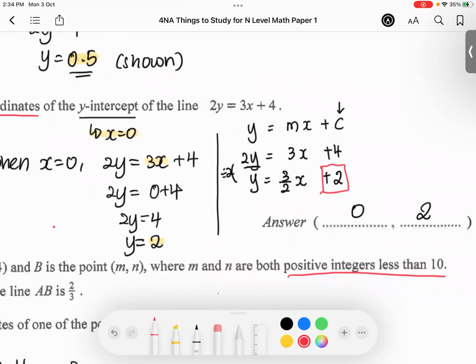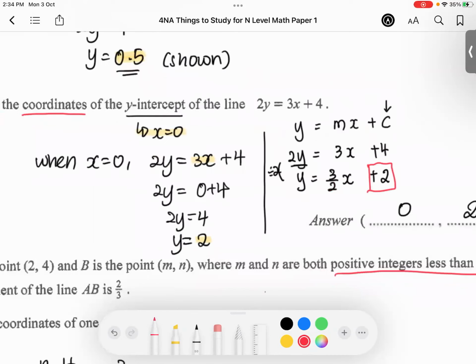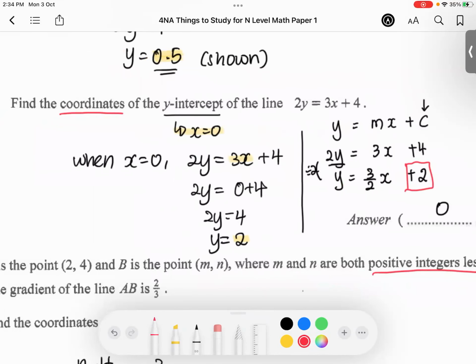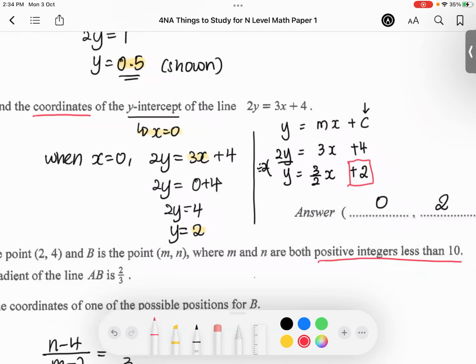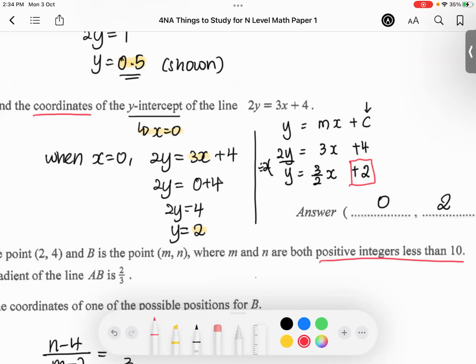Okay, but they want coordinates. So they want the x and the y value together at the same time. So if they want the x and the y value at the same time, the x we know when it cuts the y-axis, the x value is equals to 0.